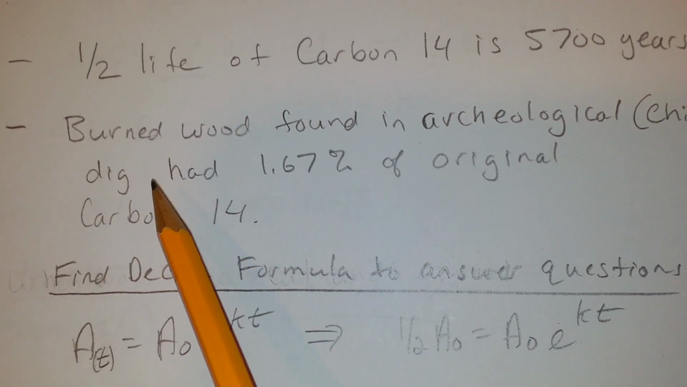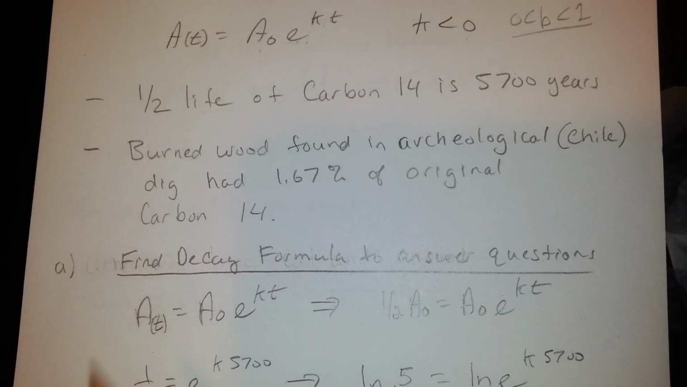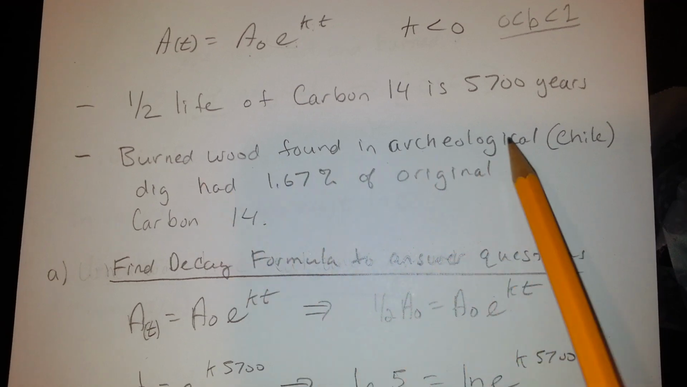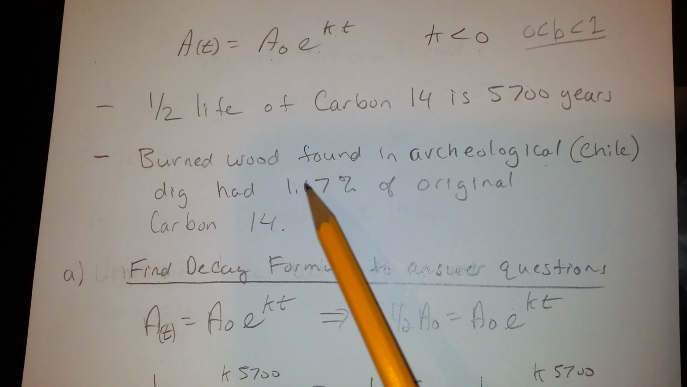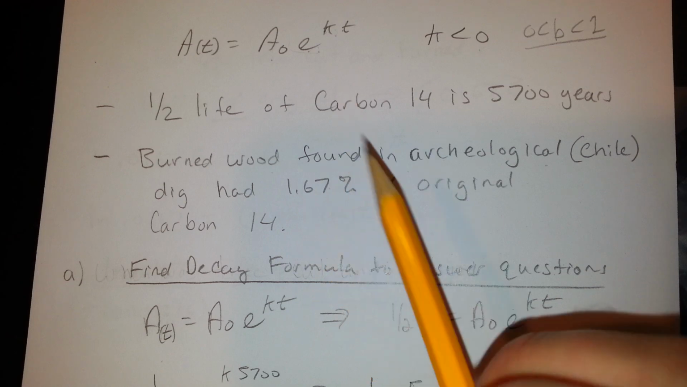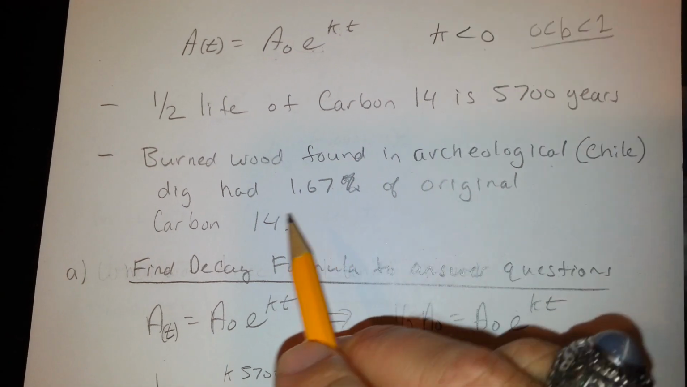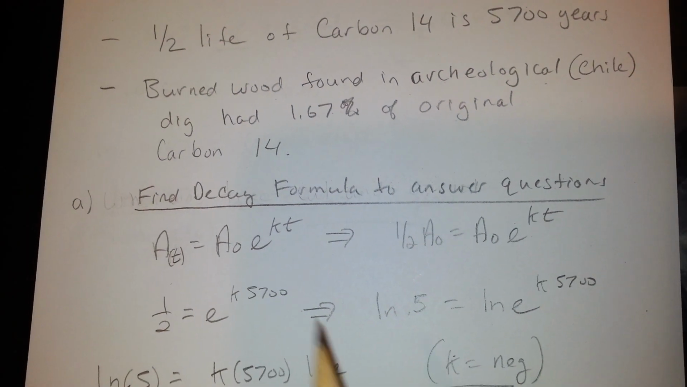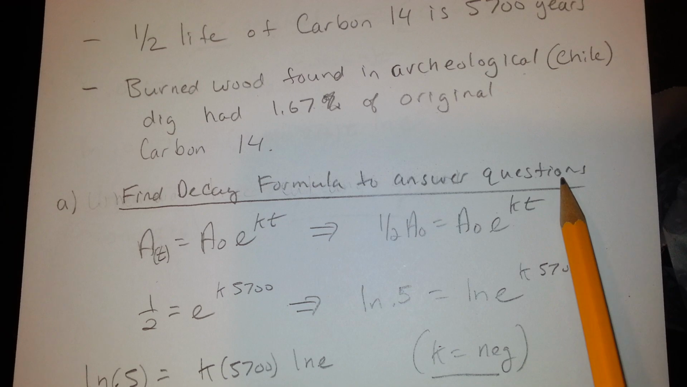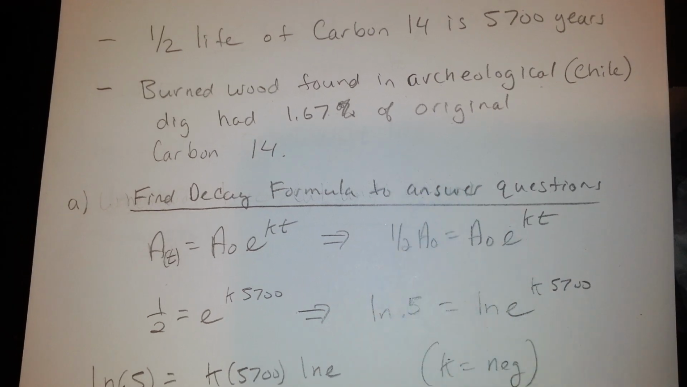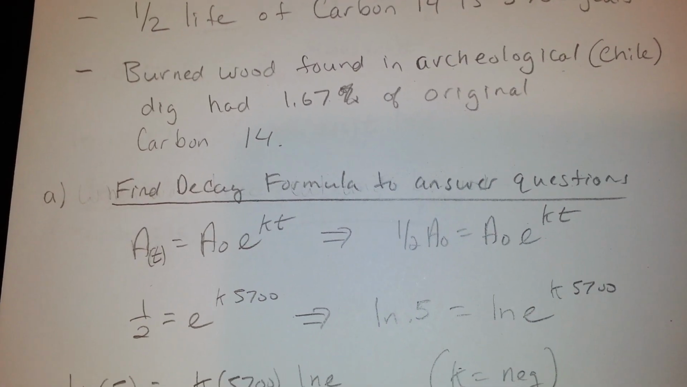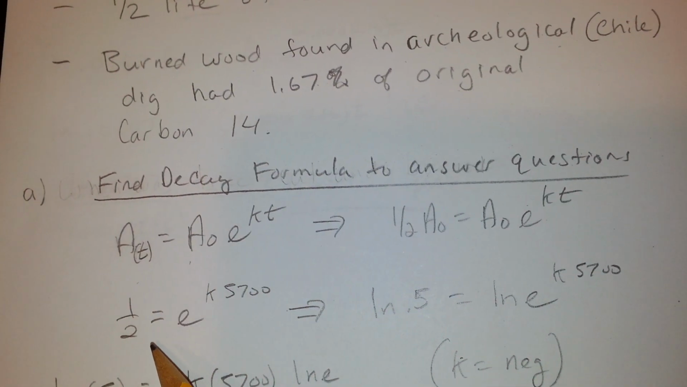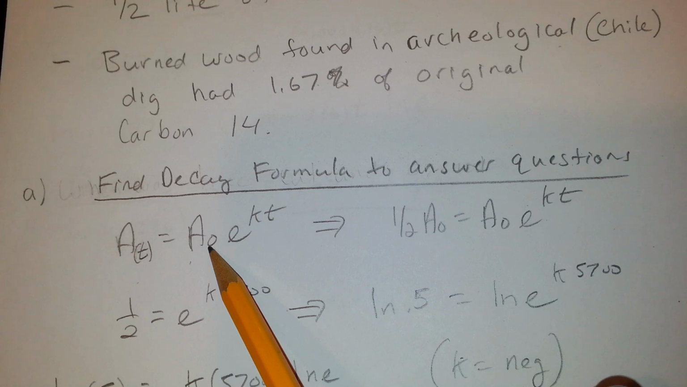All right, this example is based on some burned wood that was found in an archaeological dig in Chile. And this burned wood had 1.67% of the original carbon-14 in it, okay? They're going to ask us some problems, but we first need to find the decay formula to answer the questions, okay? All right? So here's my formula.